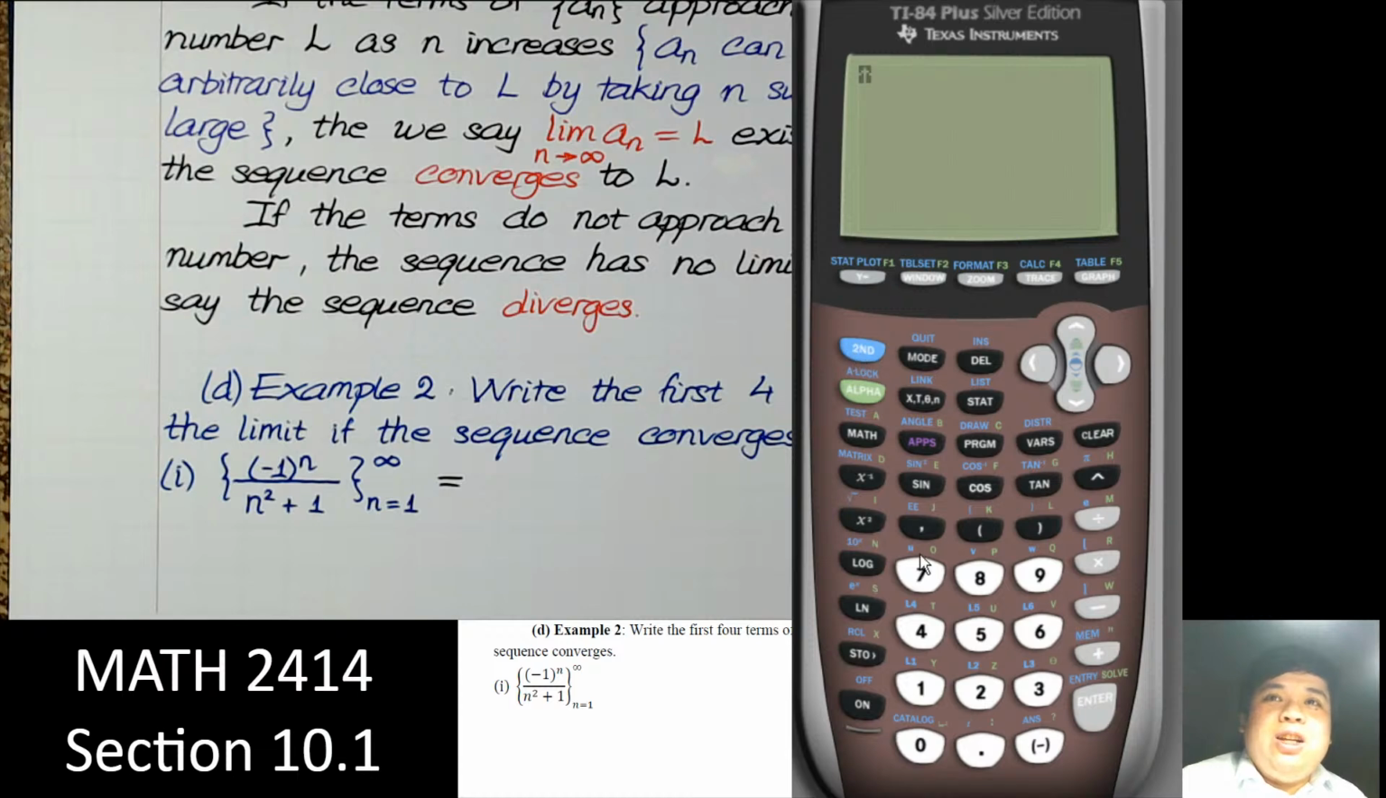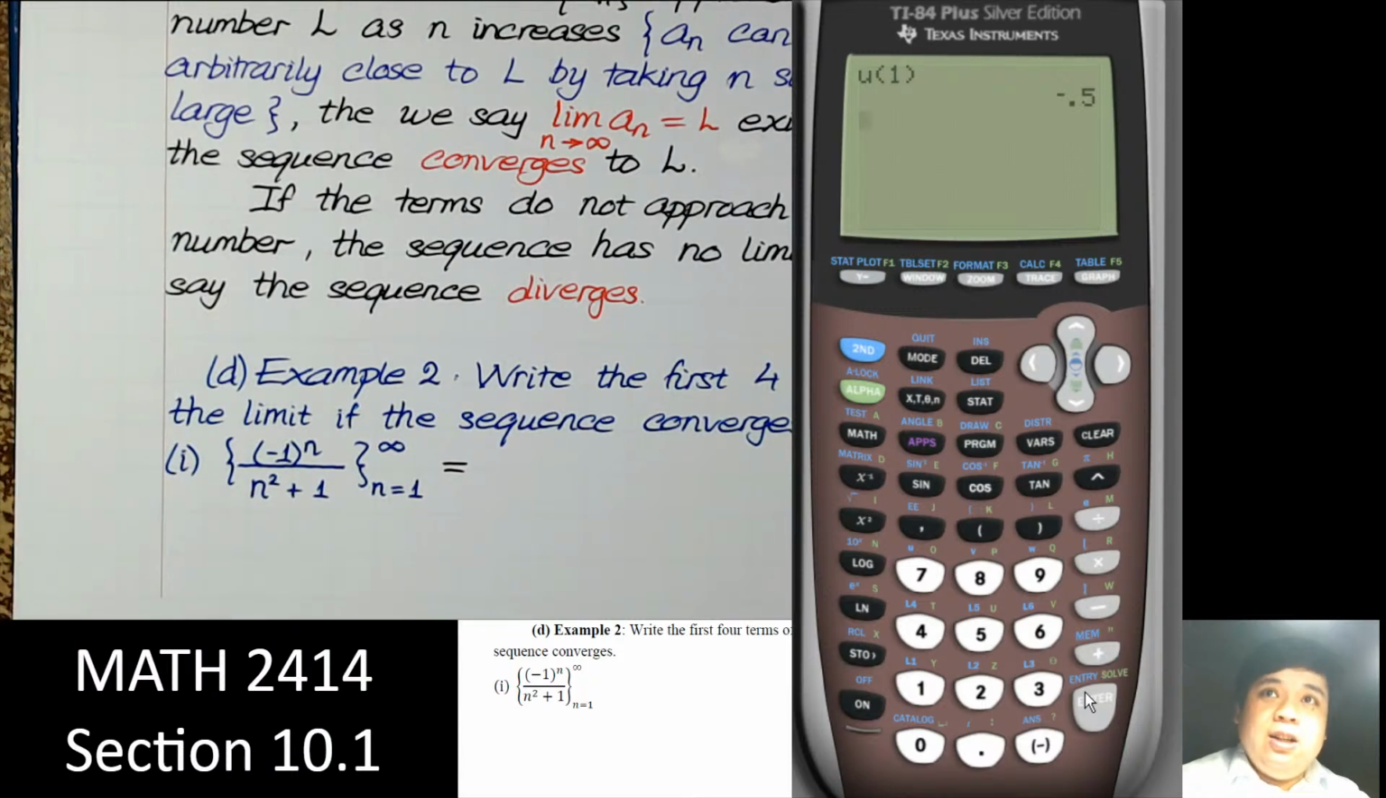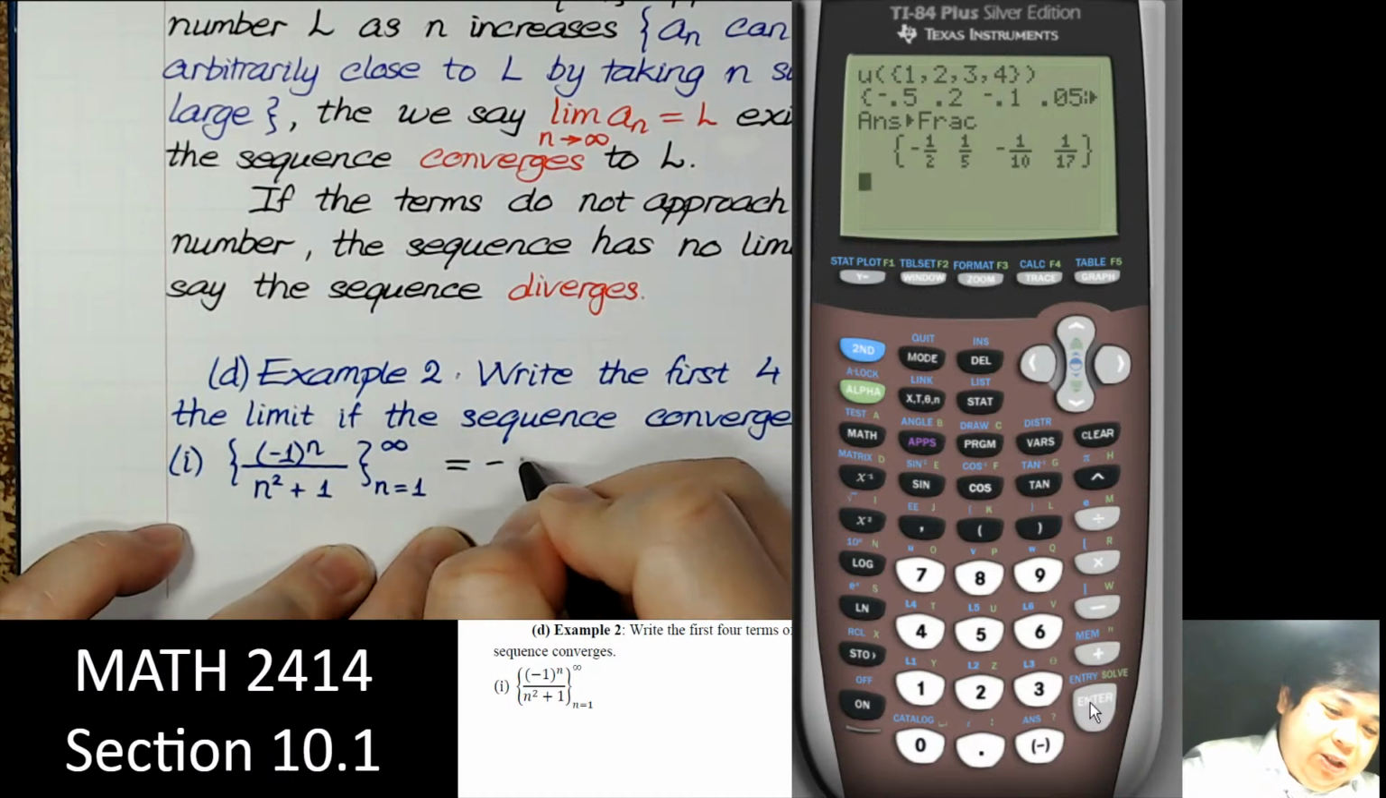So all we need to do is second u, open parentheses, that gives us the first term. Again, second, number 7, that gives us the second term. Now if we want the whole list, just second u, and then we want the first 4 terms, second, parentheses, 1, 2, 3, and 4. Close the parentheses, and then we have the sequence. Let's change this to fraction. So it's very easy to do.